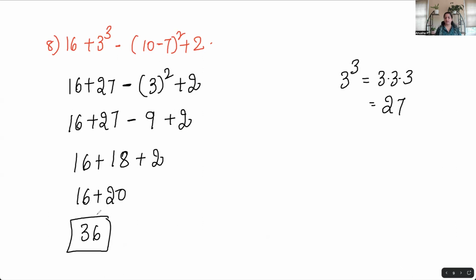Because addition and subtraction have the same weightage. Multiplication and division have the same weightage. So you can do multiplication first or division first, but you have to do the order of operations from left to right. Here, if you do 16 plus 27, whatever the answer you get, you can subtract 9 and add 2. But when you look at the numbers, it's easy to do the calculations. 27 minus 9 is 18. Then I added 2. Okay.